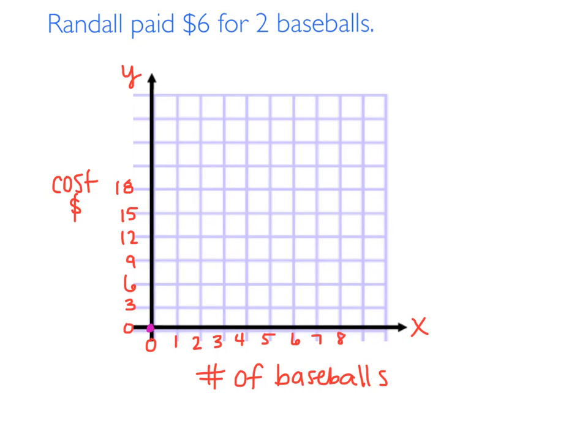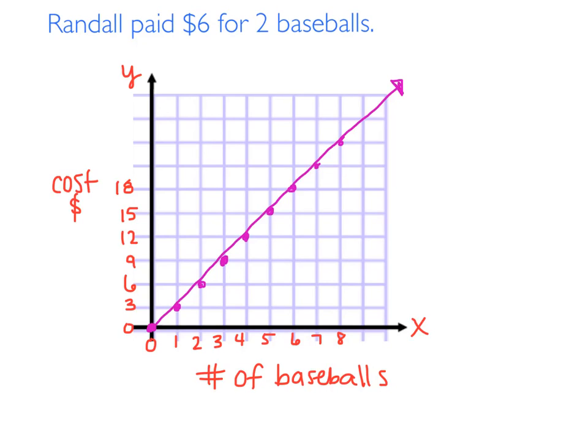I know 0 baseballs cost me $0. 1 baseball costs me 3. 2 baseballs cost 6. 3 baseballs cost 9, 4 cost 12, 5 cost 15. I could keep going, right? 6 cost 18. I could keep going. I kind of see a pattern here. So I'm going to connect this. There's a pattern, and it keeps going. I just made a graph for this situation.